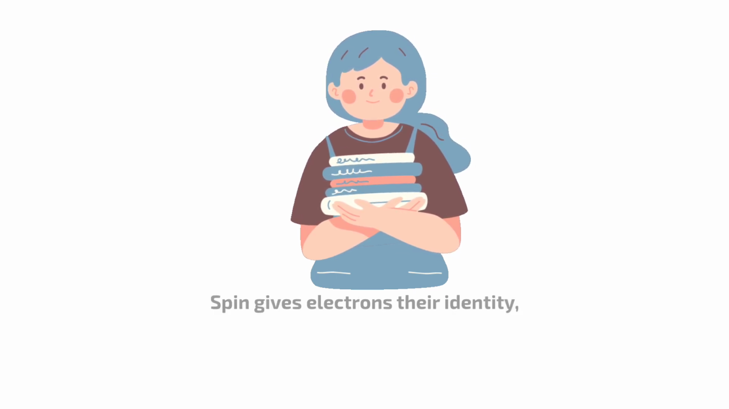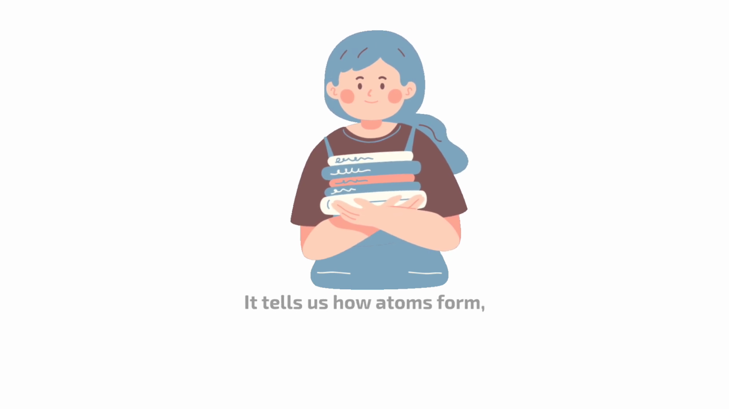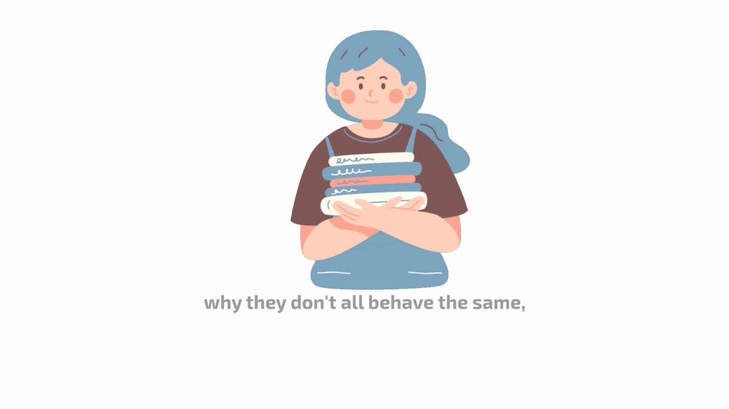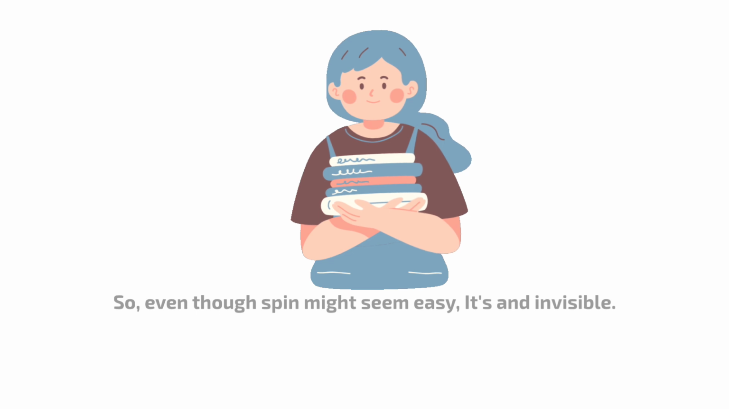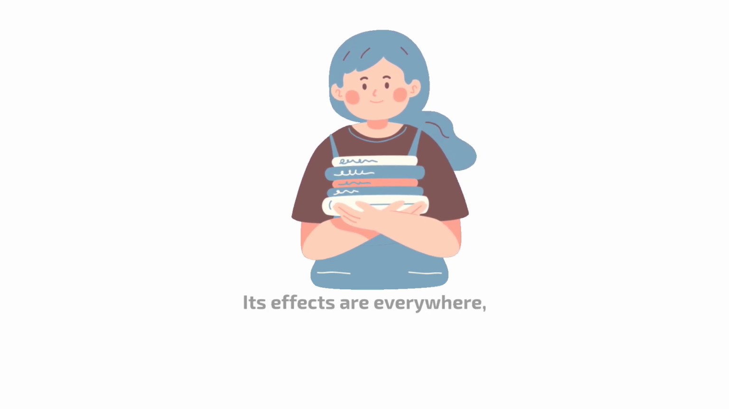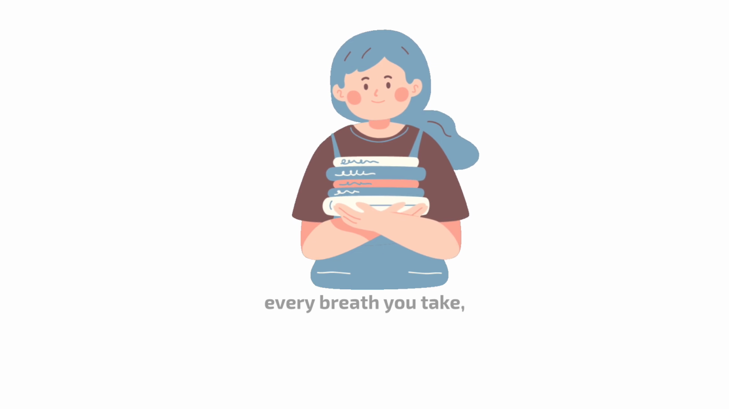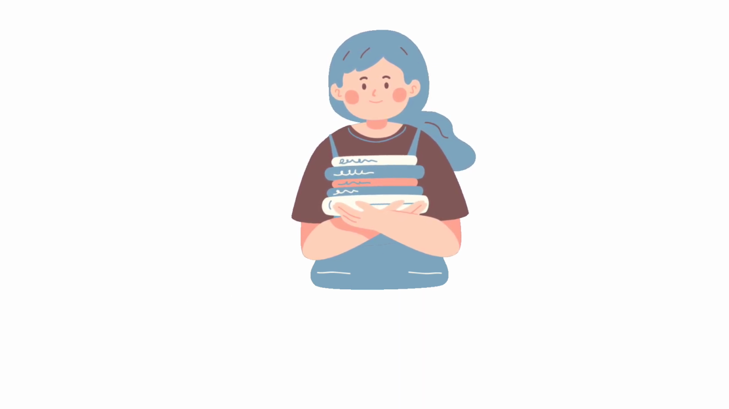Spin gives electrons their identity, and the exclusion principle gives matter its diversity. It tells us how atoms form, why they don't all behave the same, and why the world is stable, complex, and alive. So even though spin might seem abstract and invisible, its effects are everywhere: every material, every molecule, every breath you take, all shaped by the invisible logic of spin.